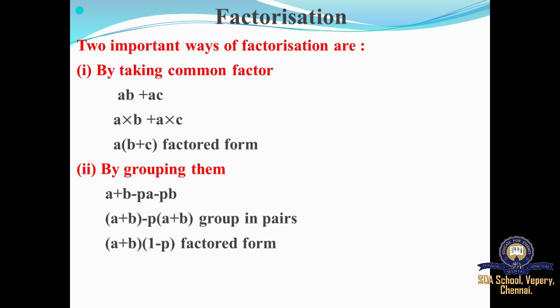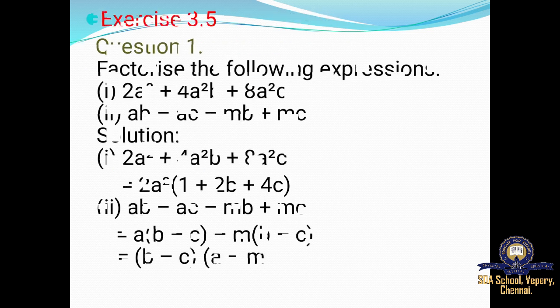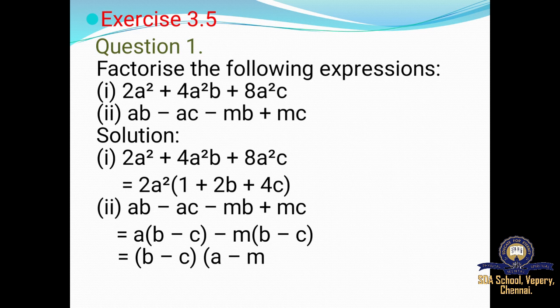If it is common, I will take it out and write only once. So I have written A plus B once. Then if I take out A plus B, what will remain? Nothing but 1 will remain, right? 1 into A plus B will again give me A plus B itself. So 1 will remain, minus will remain, P will remain. Why? Because A plus B I have already taken out common. Got it, students?